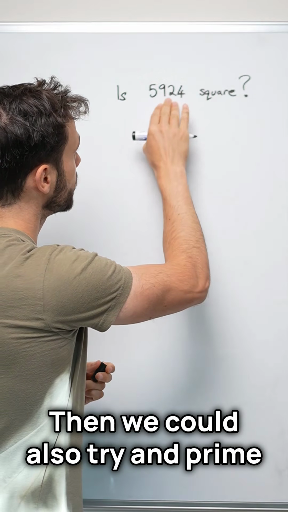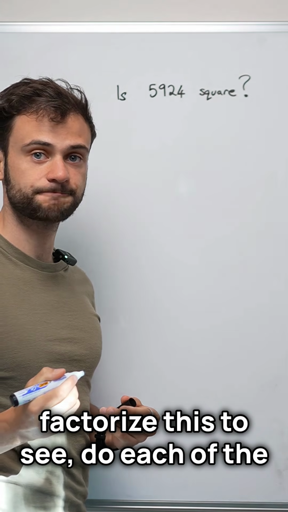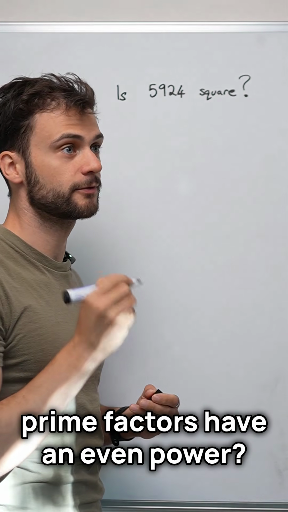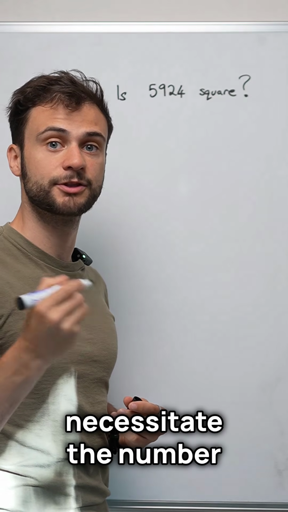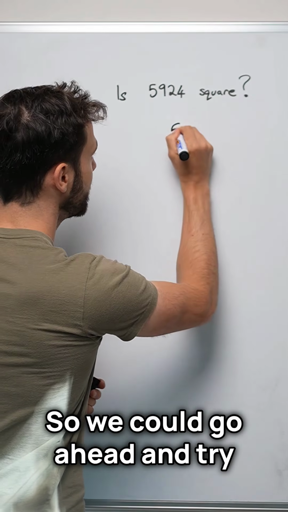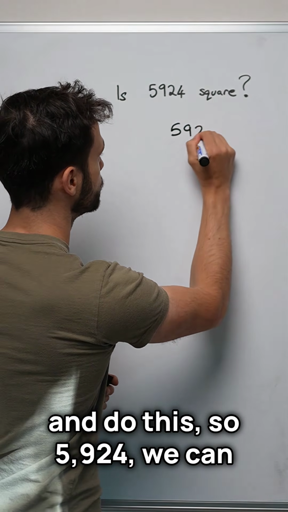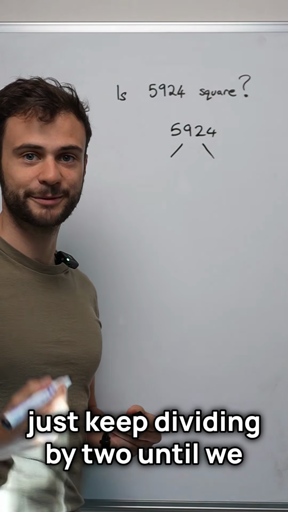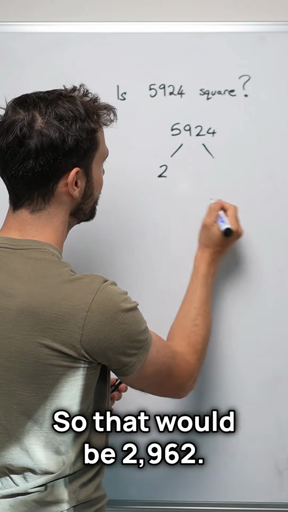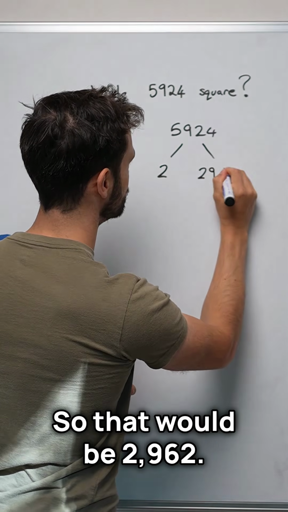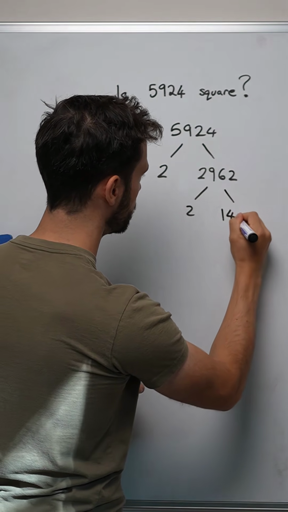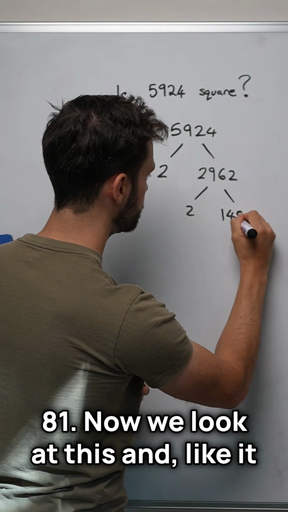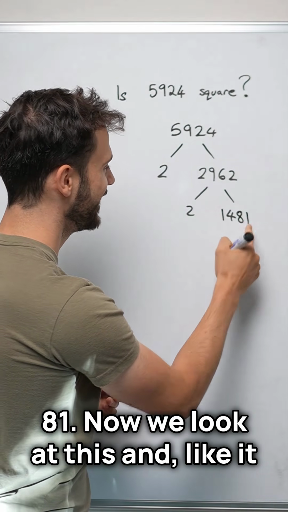Then we could also try and prime factorize this to see, do each of the prime factors have an even power? Because if they do, that would necessitate the number being a square. We could go ahead and try and do this. So 5,924, and we can just keep dividing by 2 until we can't divide by 2 anymore. So that would be 2,962. We go again, you get 1,481. Now we look at this and like, it ends in a square.